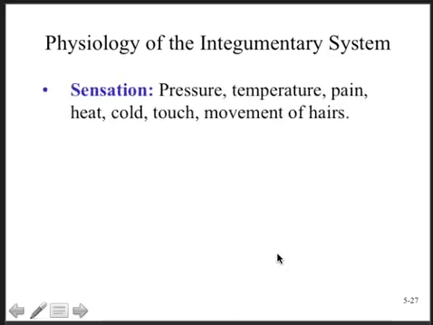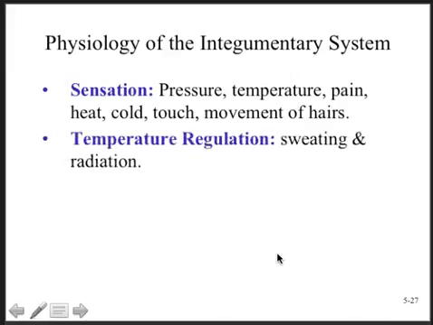So, what other components of the integumentary system provide an advantage for us in interaction with our environment? It's also a sensory organ. We can pick up the sensation of pressure, temperature, and pain, as well as hot, cold, touch, and the movement of hair. Temperature regulation is mediated by sweating and radiation.